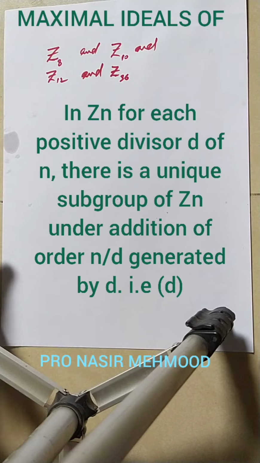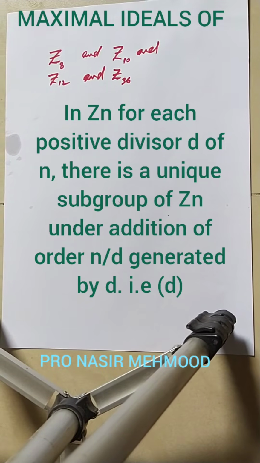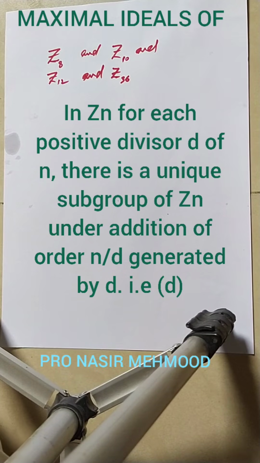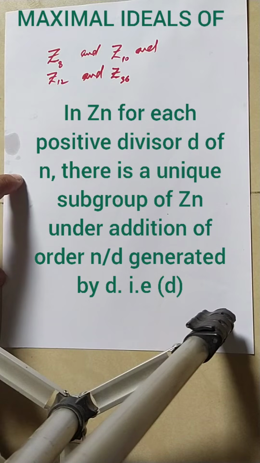Assalamu alaikum dear students. In this lecture we are going to find the maximal ideals of Z8, Z10, Z12 and Z36. Before discussing the maximal ideals, we discuss some important terms.